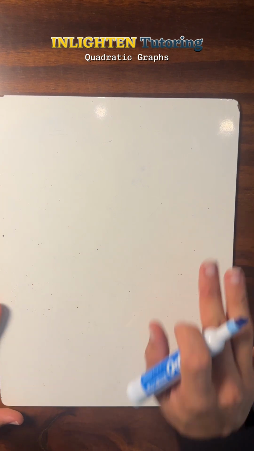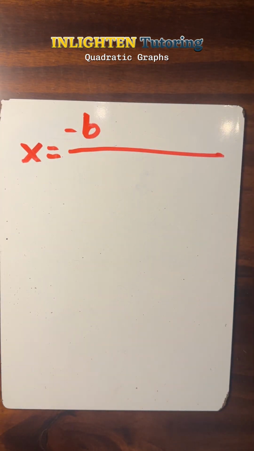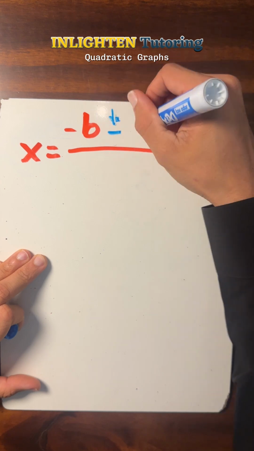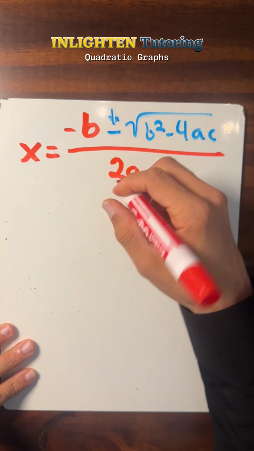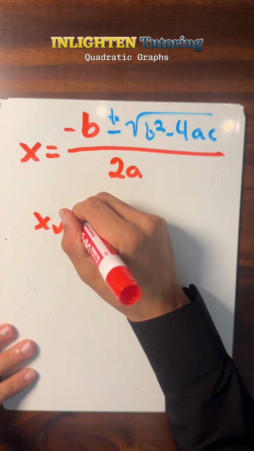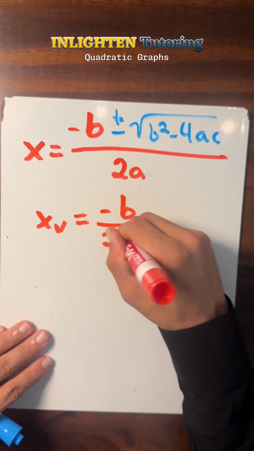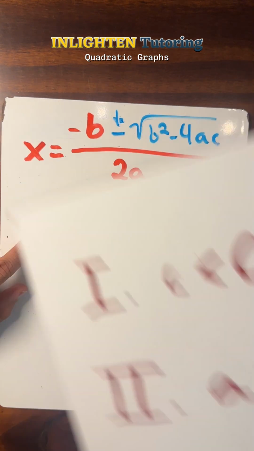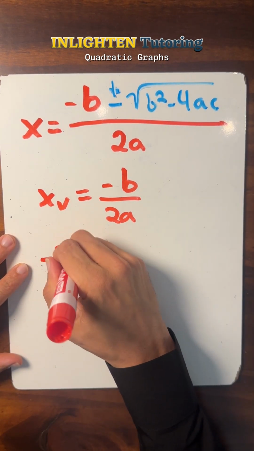What we're going to do with that information is understand that there's a formula, x equals opposite of b plus or minus the square root of b squared minus 4ac all over 2a. Well, this opposite of b over 2a is actually the formula for the x value of your vertex. So the x value of the vertex is going to be opposite of b over 2a. We know the x value of our vertex is -3.